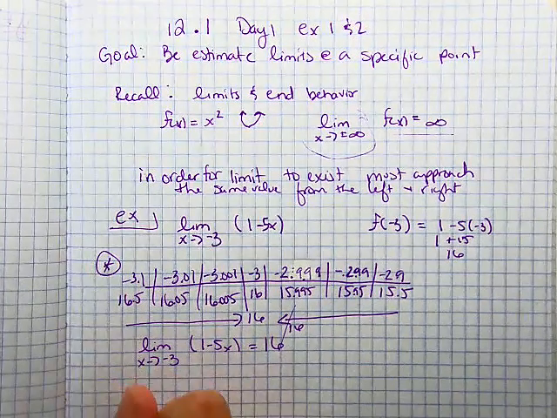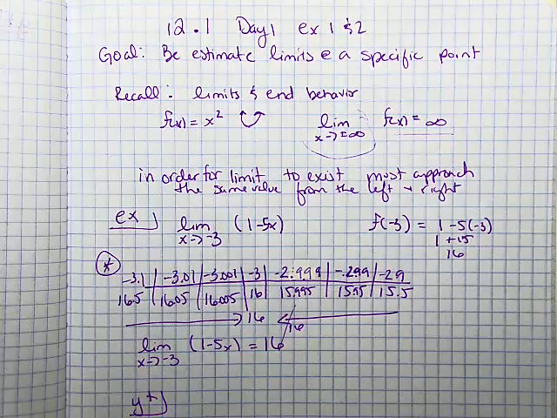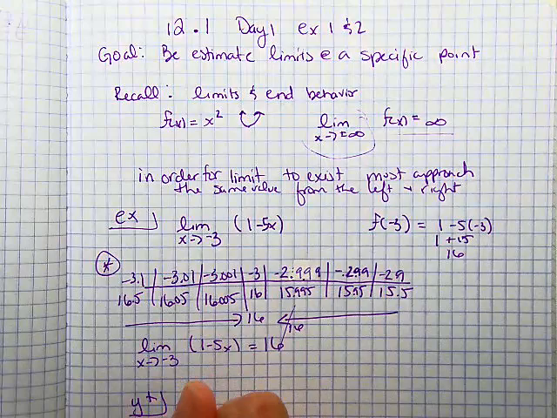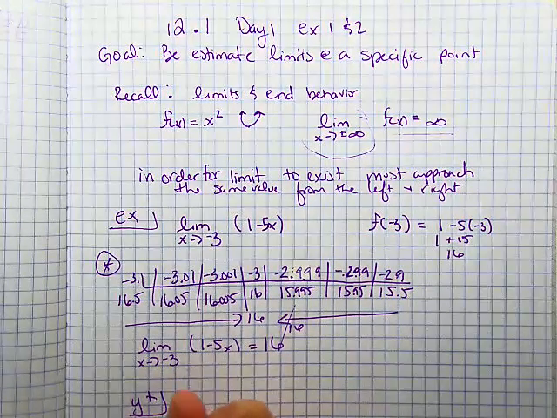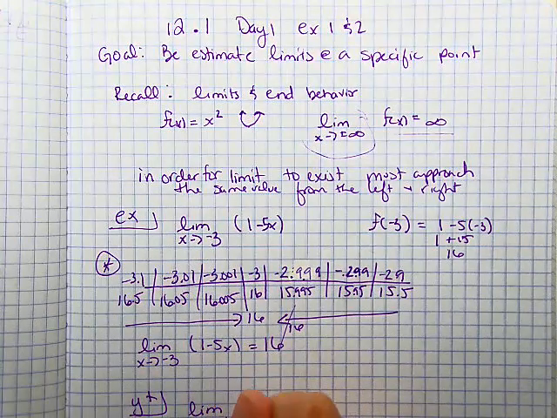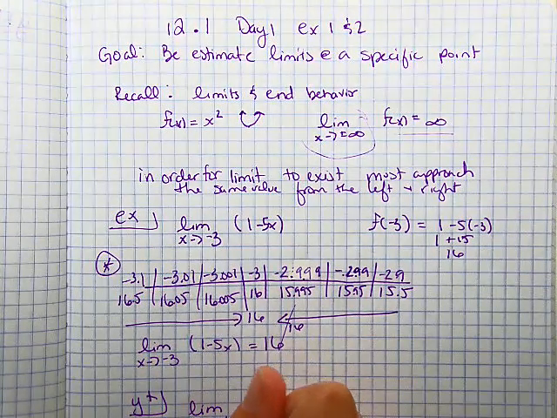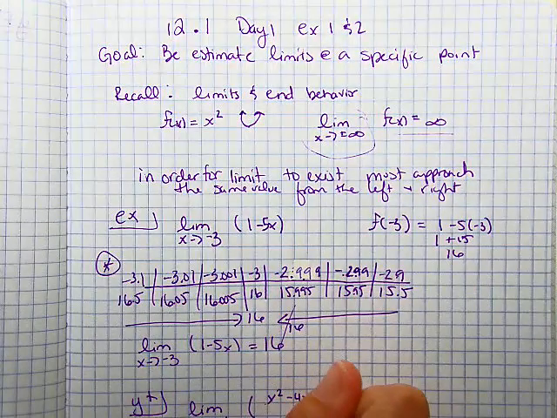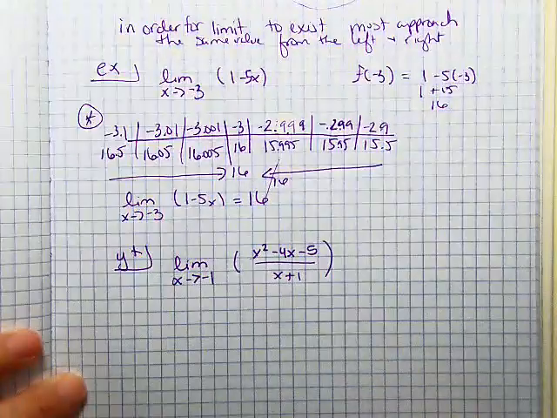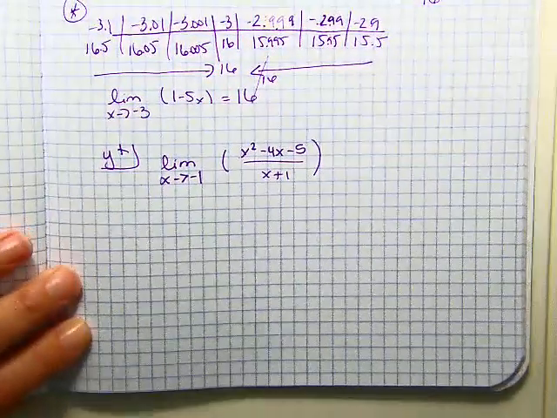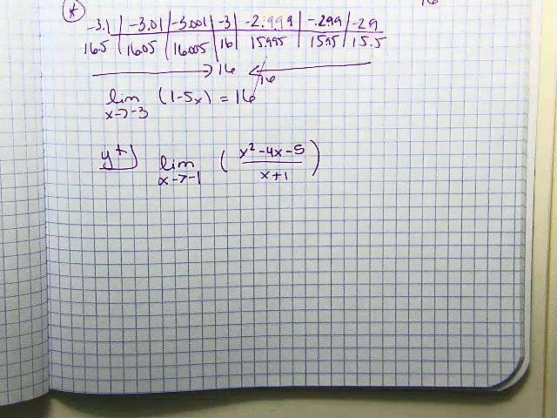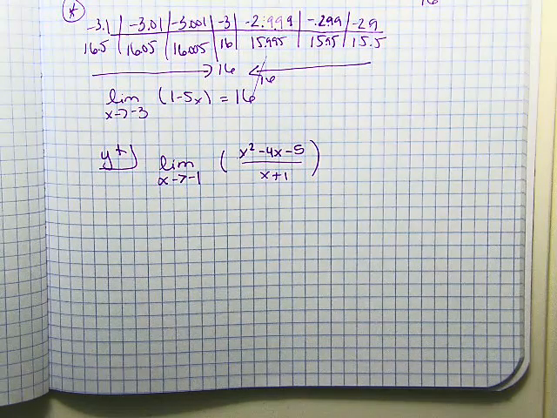So I've got a your turn for you. We'll just do one your turn. Why not? The limit as x is approaching negative 1 for f of x equals x squared minus 4x minus 5 over x plus 1. So go ahead. Pause your video, create your table, evaluate it, and then turn it back on and check your answer.